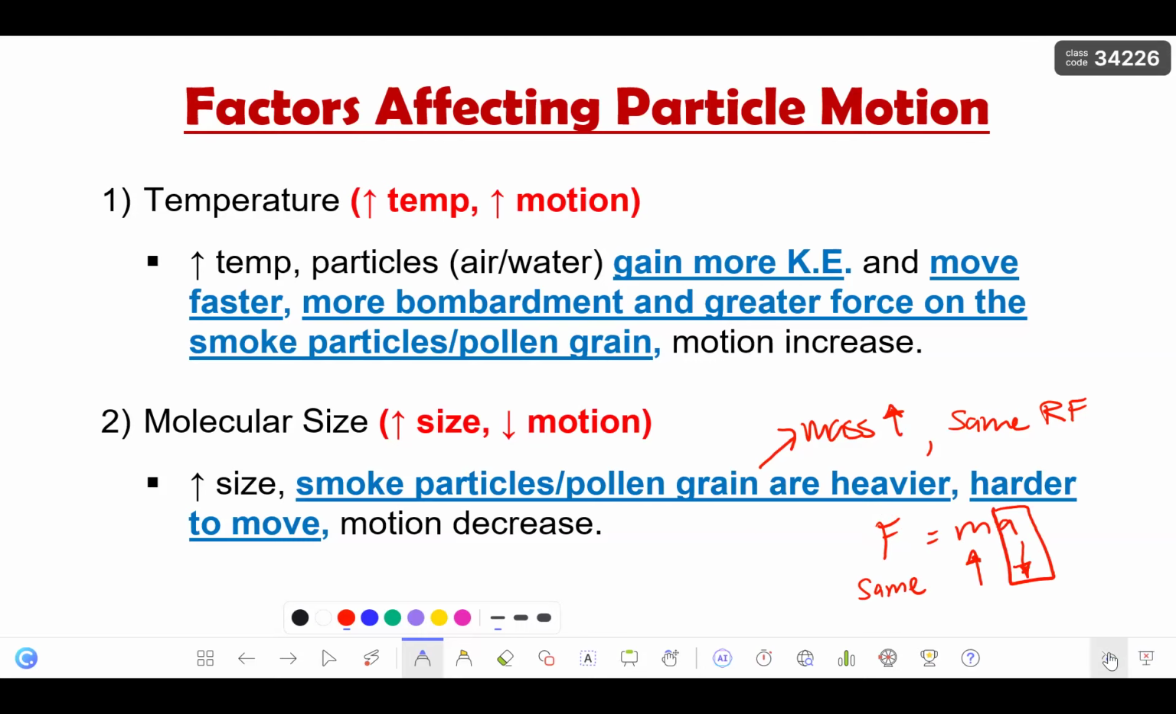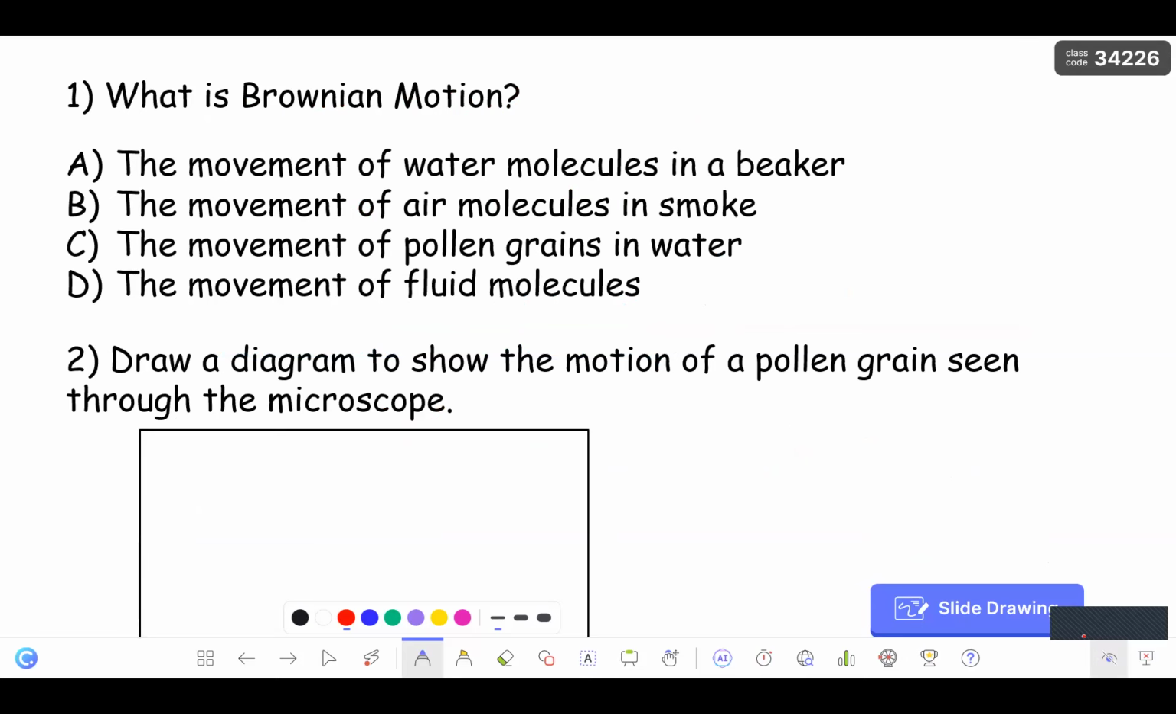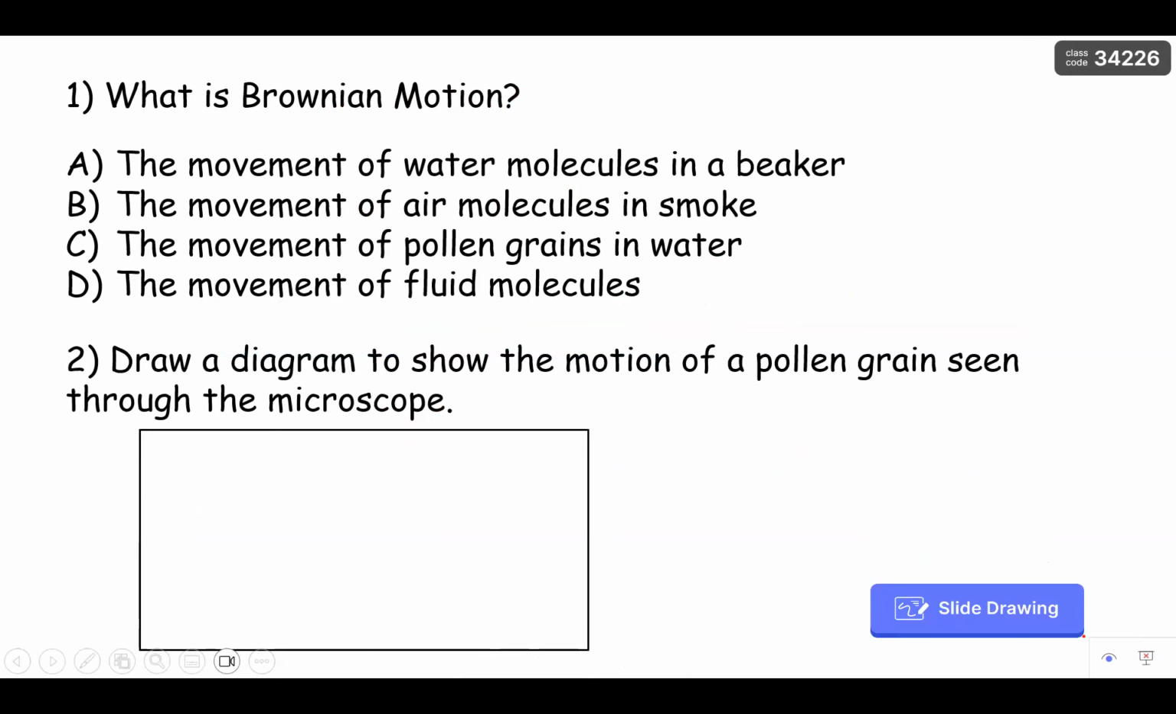Okay, so let's do a very, very quick recap. So what is Brownian motion? The answer is, remember, it's not the movement of water, not the movement of air, because I couldn't see them. It's the movement of the pollen grains or the movement of the smoke particles. Not the movement of the fluid molecules. Fluid molecules are air and water. They are fluids, anything that can flow, air and water. But it's the movement of pollen grains in water or smoke particles in air.